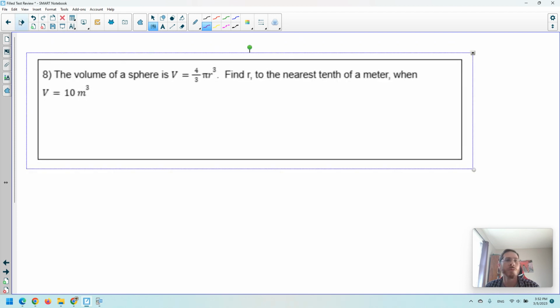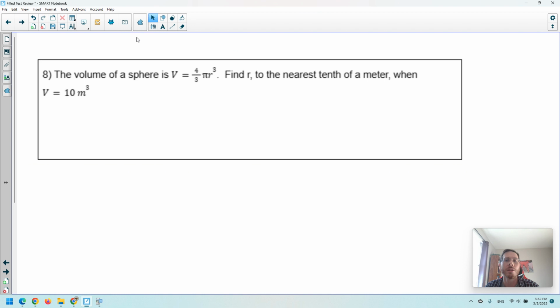All right, for 8, we're given the volume of a sphere. Find r to the nearest tenth of a meter when v equals 10 meters cubed.